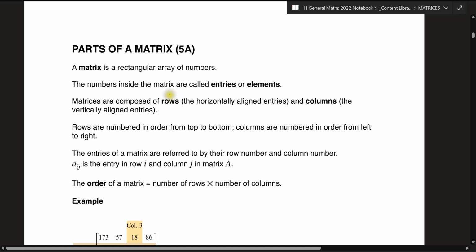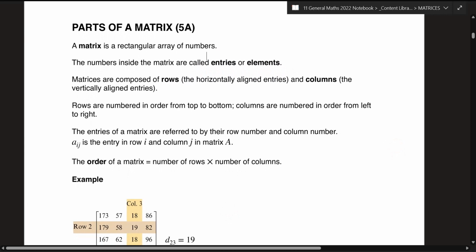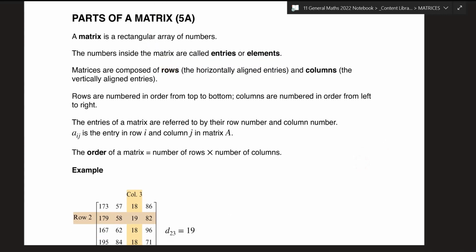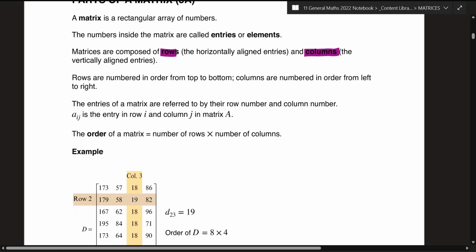So the numbers inside of a matrix are called entries or elements. You probably see elements a lot more often, but if you see entries or elements, they refer to the same thing. It's basically the numbers inside a matrix. Matrices are composed of rows, so you're going to hear this word a lot. Rows are your horizontally aligned numbers. And then you've got your columns, which are the vertical numbers. Obviously, some of the numbers will cross over, but whenever we refer to the rows, that means you're looking at the numbers in a horizontal alignment. And when you're looking at columns, you're looking at them from a vertical alignment.